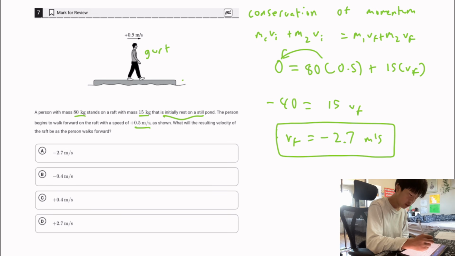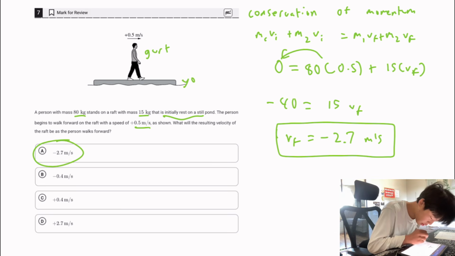And the raft can be Yo. So Yo has a velocity of negative 2.7 meters per second.